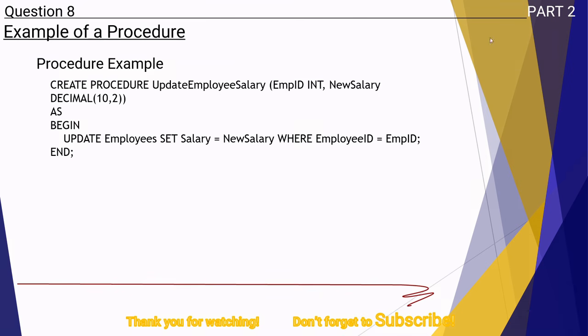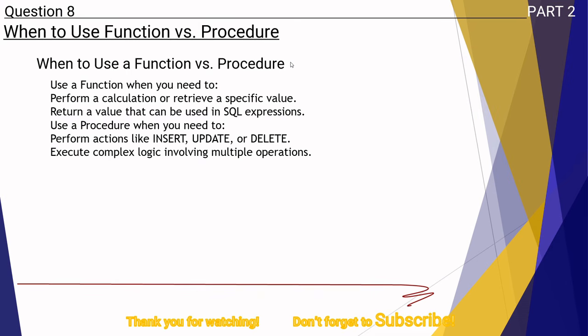In contrast, here is an example of a procedure called updateEmployeeSalary. It accepts two parameters, EMP ID and new salary. It updates the employee's salary based on the given ID. Notice that it does not return any value.